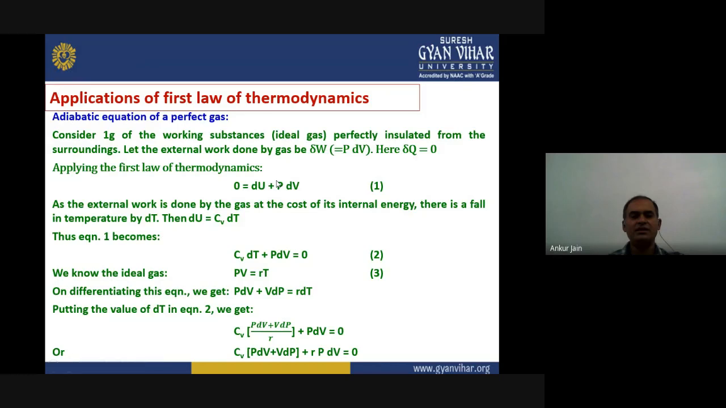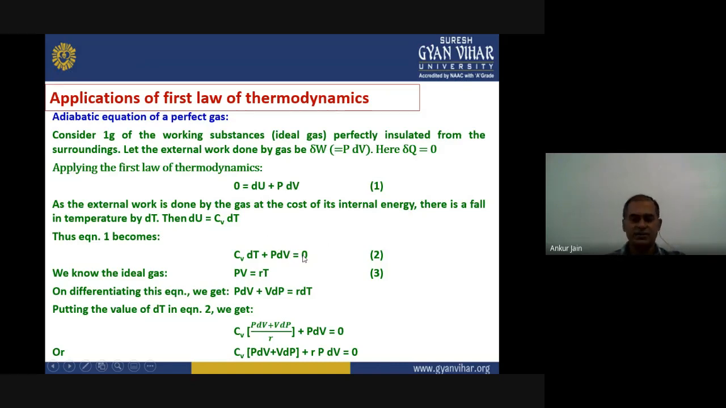Now, how is the gas working, how is the external work done by the gas, where is it taking the energy from? It is taking the energy from its internal energy. Okay, if it is taking the energy from internal energy, what will it do? It will reduce the temperature of the gas by, let us assume, a quantity of dT. So what will happen? dU will be equal to Cv into dT, which we have already derived in our first expression today. So dU will be equal to Cv dT. If we put the value in this equation, it will become Cv dT plus PdV equals 0.